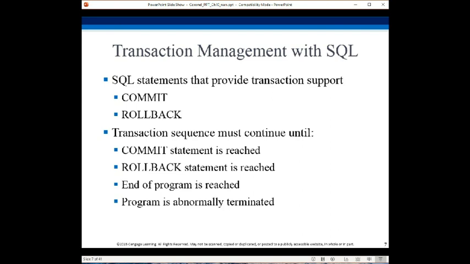So transactions go through several states. They're active, that's the initial state. The transaction stays in this state while it's executing. Partially committed. After the final statement has been executed, the transaction is considered to be partially committed. Failed. That's after the discovery that normal execution can no longer proceed.